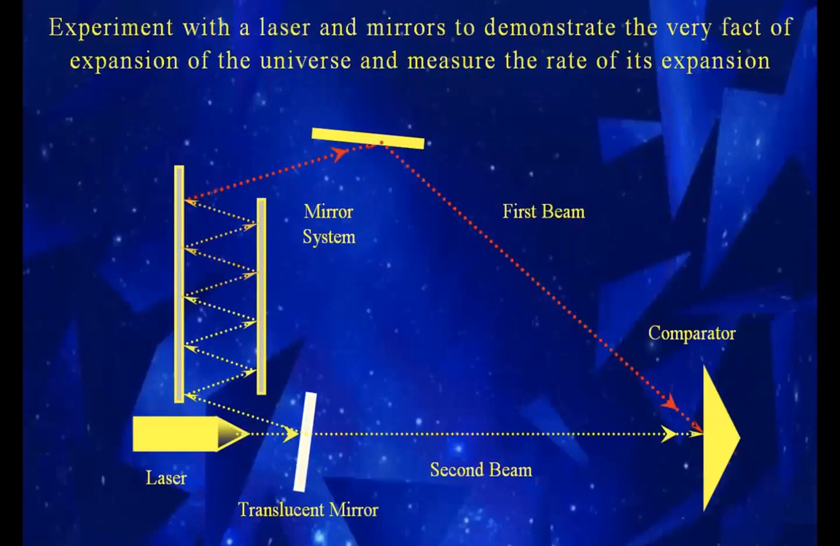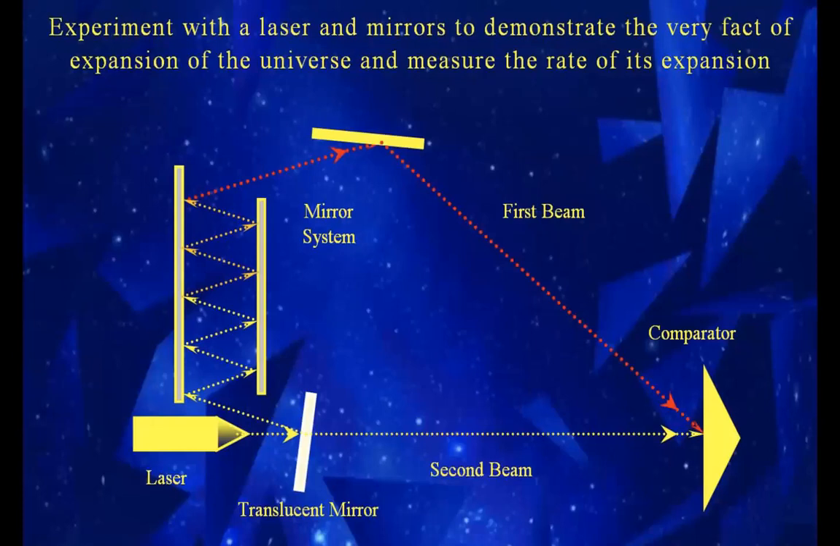So, the experiment. A high-stability laser beam passes through a semi-transparent mirror, which splits the beam into two beams. The first beam is directed to a system of mirrors, moves between them for some time tau, then it's directed to a comparator. The second beam is immediately directed to the comparator. The comparator compares the frequencies or wavelengths of two beams emitted from the same source but at different times. The frequency of the first beam will be lower than the second beam because the first beam was emitted from the laser before the second beam.